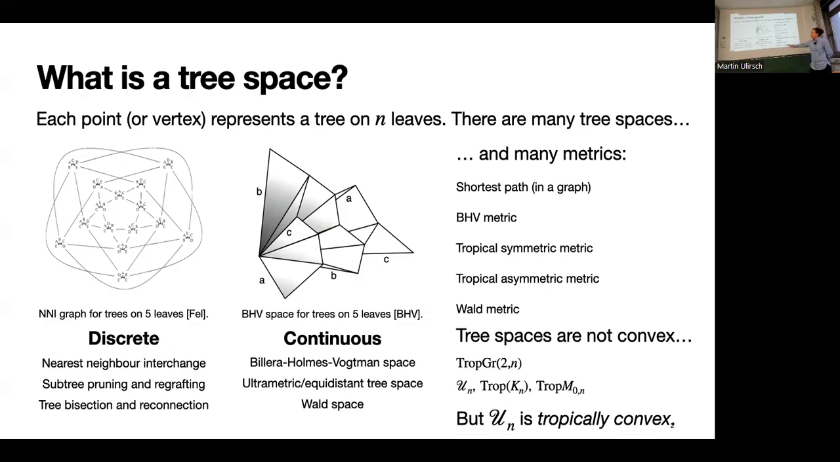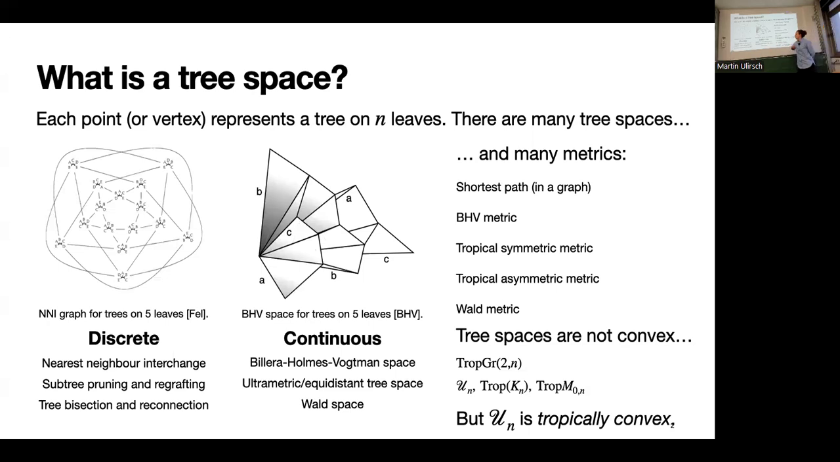And there's also these continuous spaces. And this one that's displayed here is the BHV space. It's one that's widely used in biology. And you'll notice that it's a polyhedral fan. And this is also a tropical space. So in this talk, for me, tropical varieties will always be polyhedral fans.